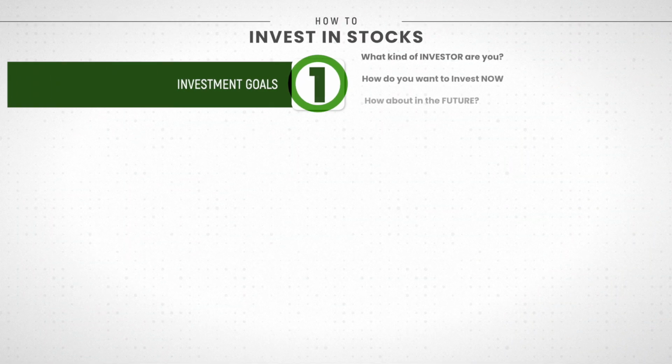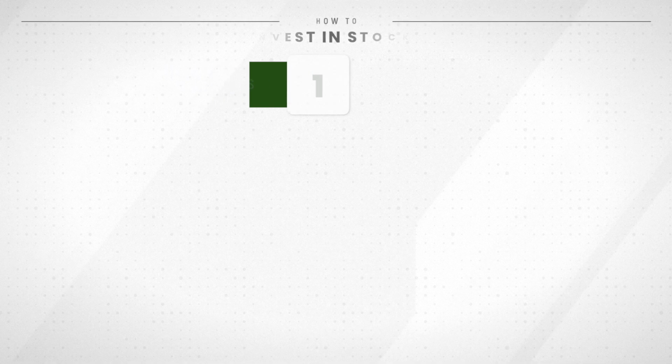Alright, starting with step 1, determine your investment goals. Your investment goals are going to determine what kind of investor you are and how you want to invest, at least right now and possibly in the future. And you want to have 3 things in mind when you're thinking about this.